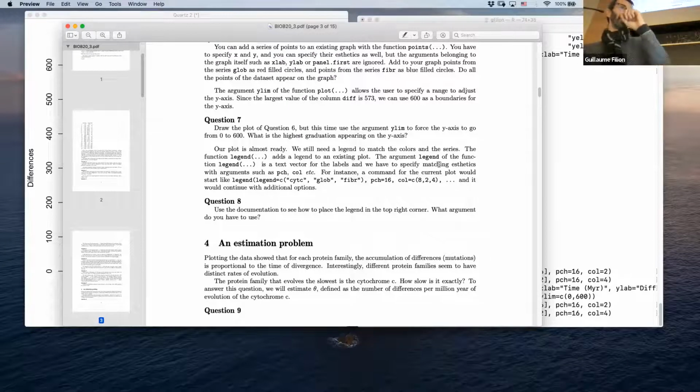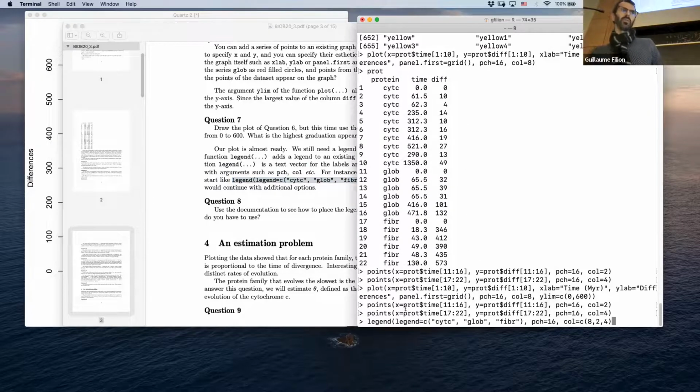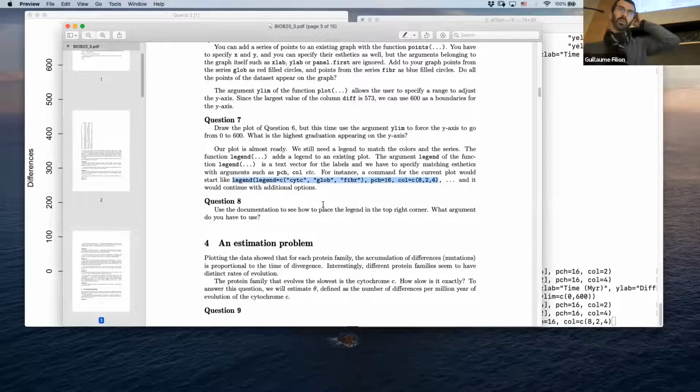So the command for the current plot would start like legend(), that's the function. Legend here, that's the argument, with cytochrome C, globin, fiber, pch equals 16, col equals 8, 2, 4. So remember that's matching cytochrome C, globin, fiber. Okay. And so we have to finish it so that it's at the right place. So the call starts like this. Okay, it's given.